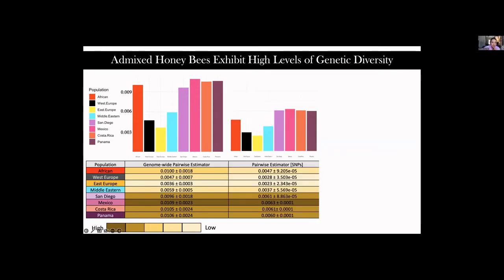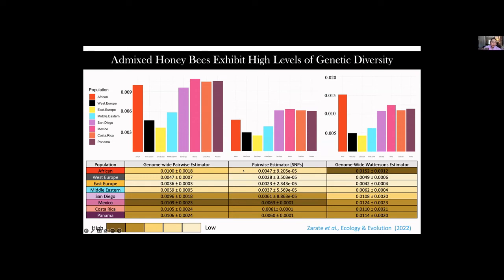And we replicated that very similar pattern if you use the pairwise estimator just using the high quality SNPs. And when you use the genome-wide Watterson estimator, it's still pretty similar, but the African population is much more diverse than the admixed populations. But by and large, I would say this is pretty much telling the same story of high diversity in admixed honeybees, and high diversity in the African, and low diversity in the European clades.